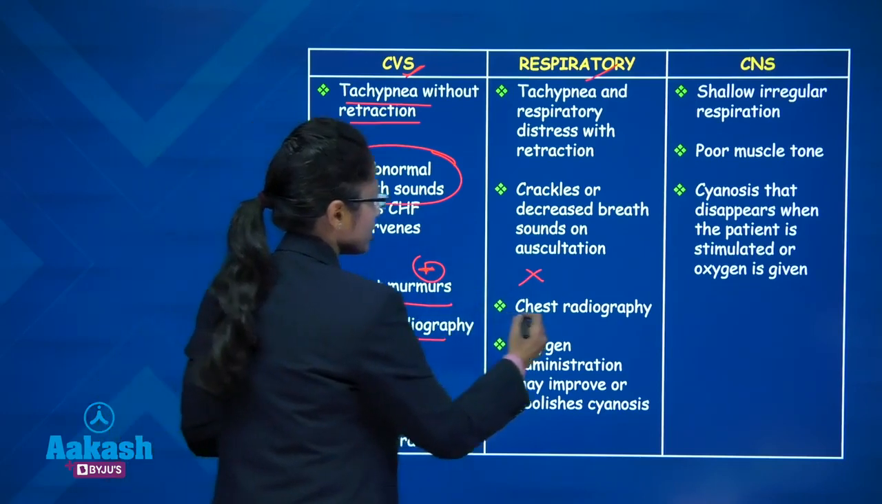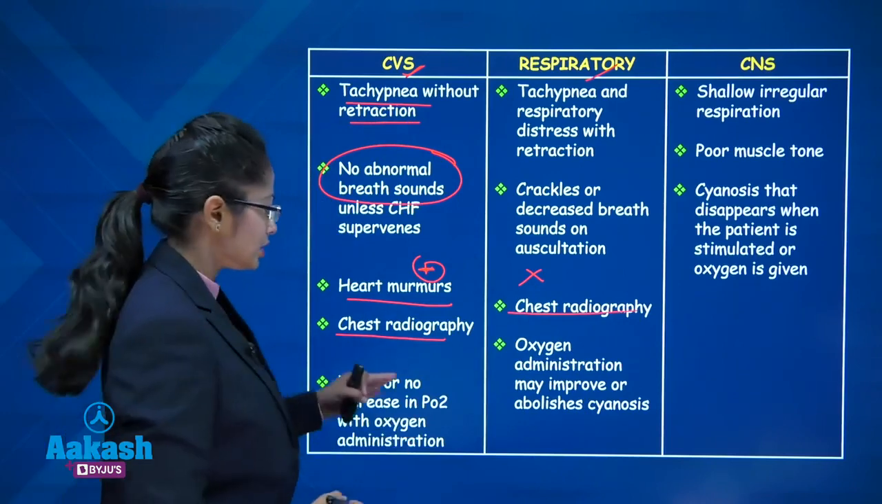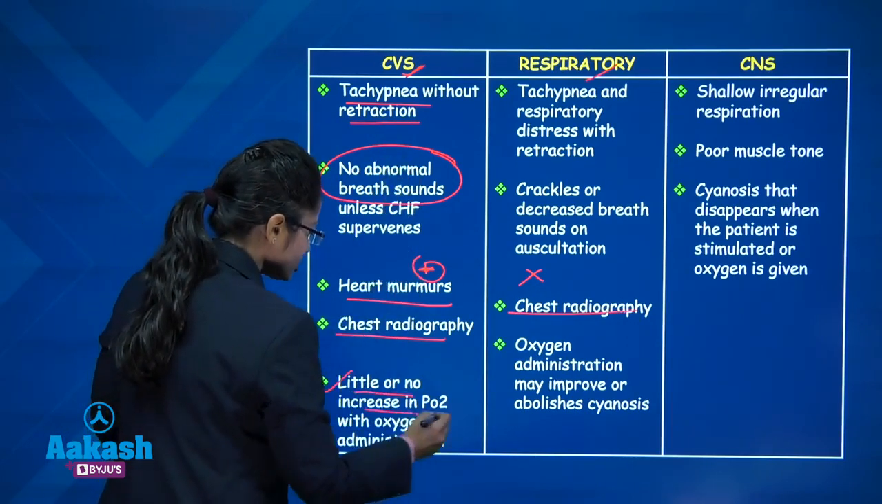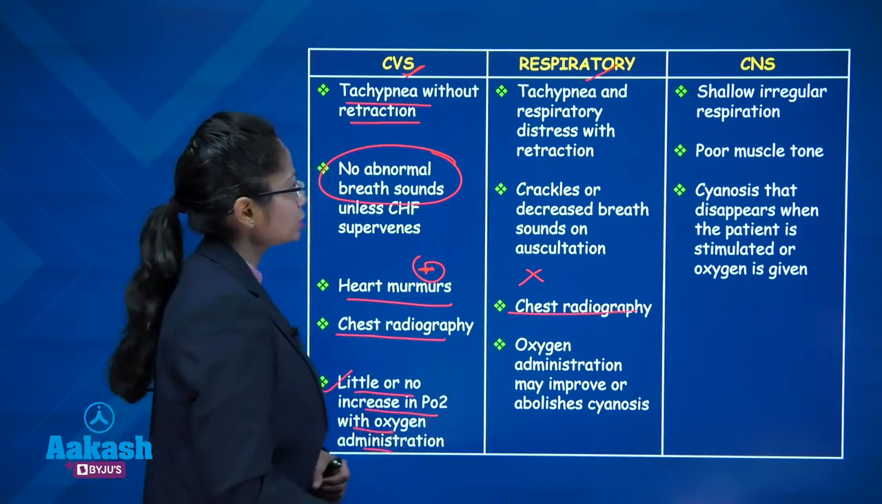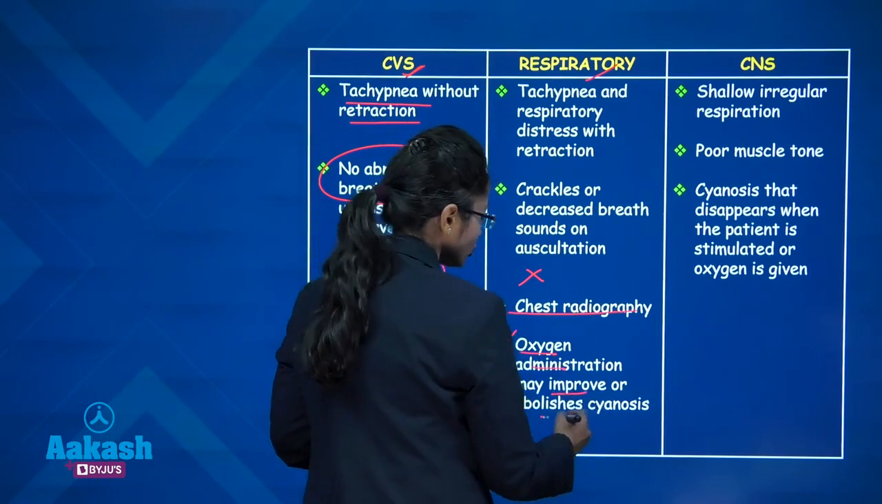Chest radiography helps us in diagnosing the two conditions, and most important is the hyperoxia test, in which in CVS lesions there is little or no increase in PO2 with oxygen administration, and in respiratory lesions oxygen administration improves or abolishes the cyanosis.